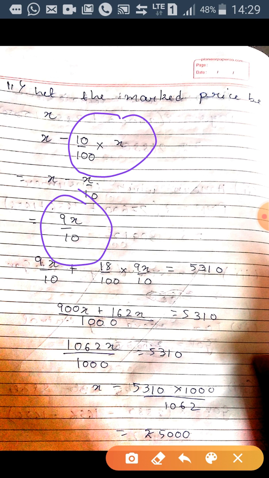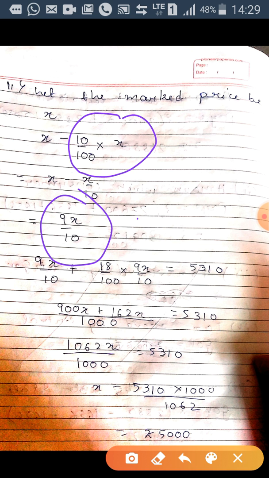This is the price after discount. Yes, so this 9X by 10 is the price after discount. Now what's left to be charged? The GST is still left to be charged. So what will be the amount including the GST?